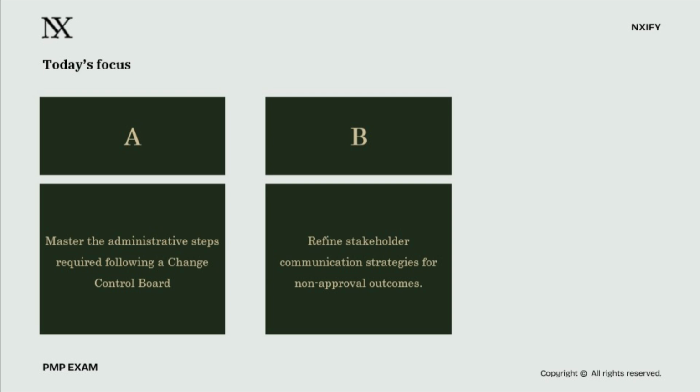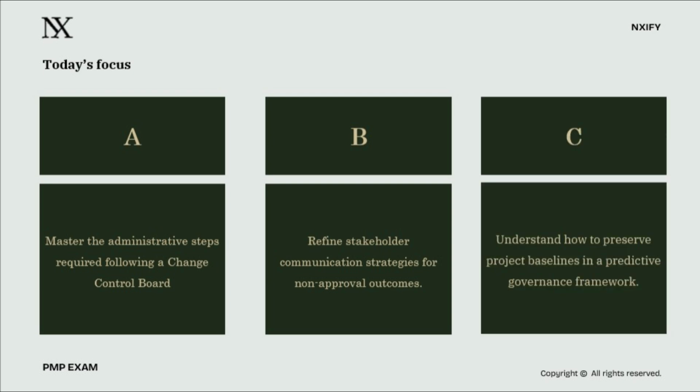And column C, protect the baselines. Rejection is the governance mechanism, the structural rebar that keeps our cost and schedule integrity intact within this predictive governance framework. Those 3 lenses, protocol, communication, and baselines, will guide our evaluation of the scenario. Let's look at the situation. That is our roadmap. Now let's step into the pressure of our patient portal deployment.